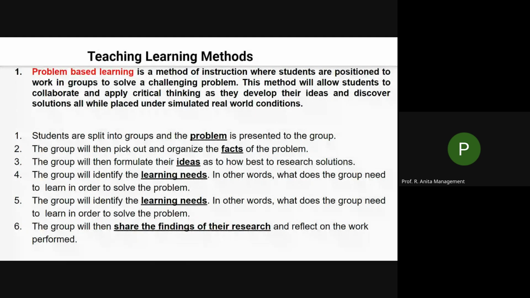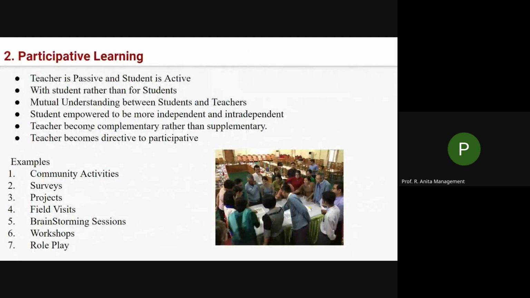Coming to the next method, the participative learning method, the teacher is very passive and the student is very active, where we make them participate in various activities. It can be community-related activities, surveys, or any project, a mini project or a major project where the students can work for 45 days or 3 months. And field visits, brainstorming sessions, workshops, role play.